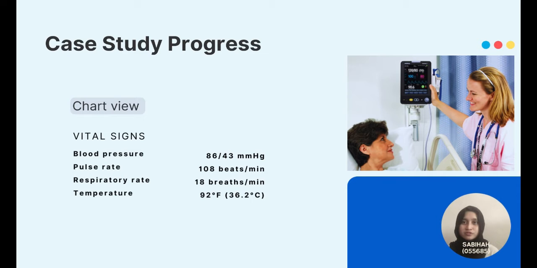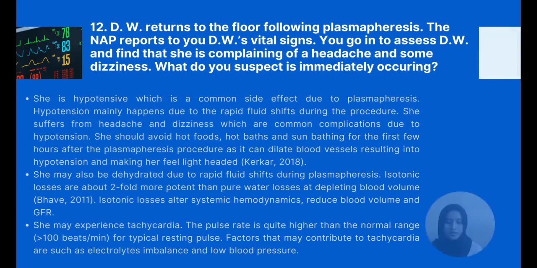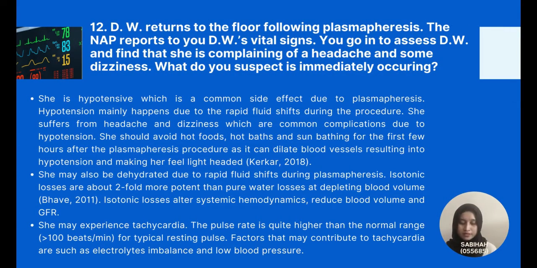The chart view shows the vital signs of DW. DW returns to the floor following plasmapheresis. The NAP reports to you DW's vital signs. You go in to assess DW and find that she is complaining of a headache and some dizziness. What do you suspect is immediately occurring?